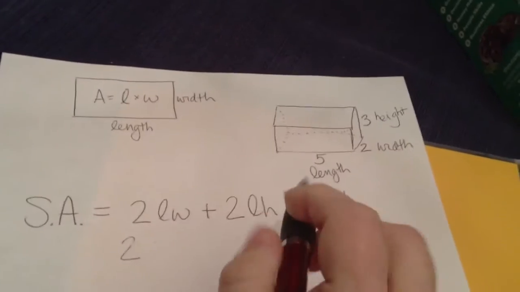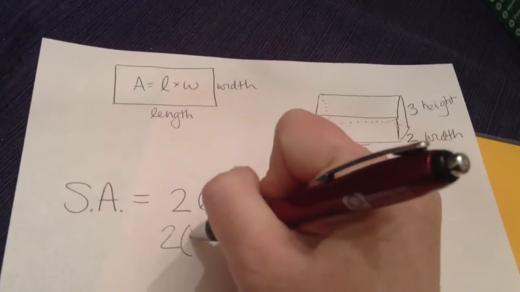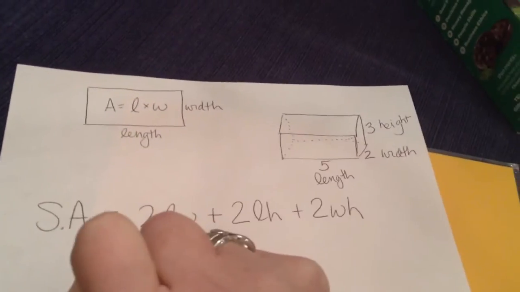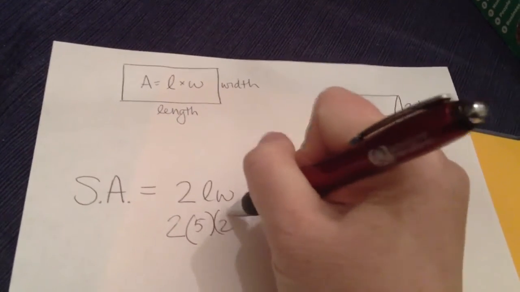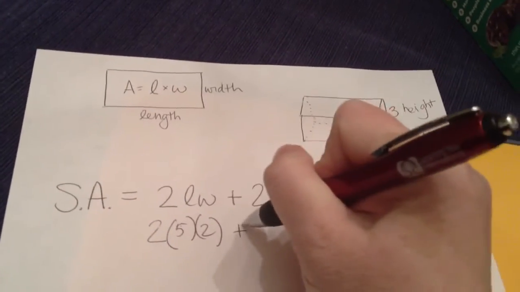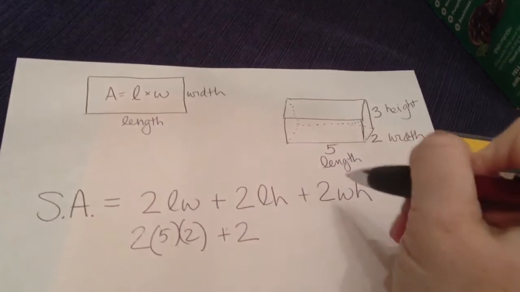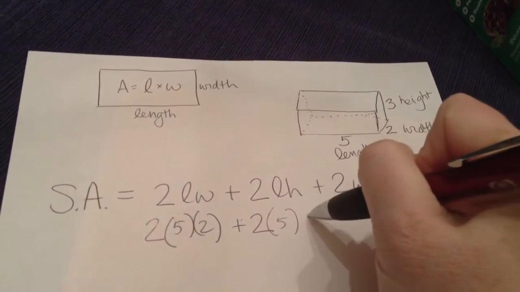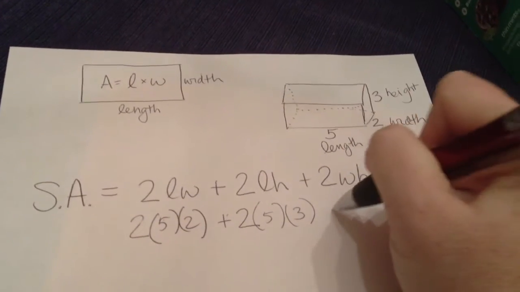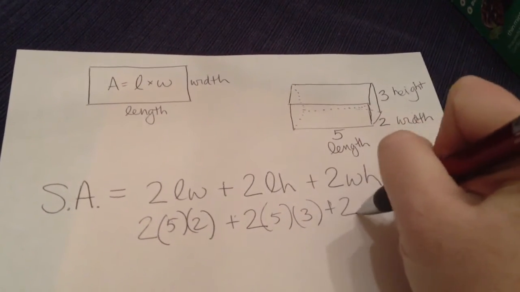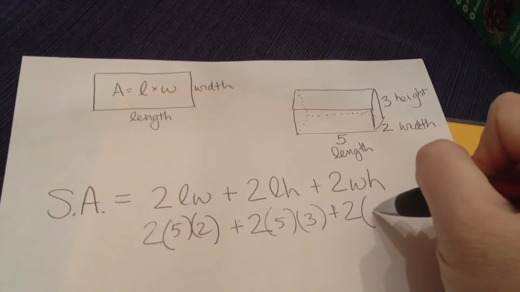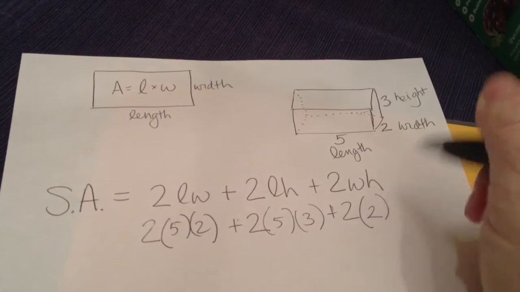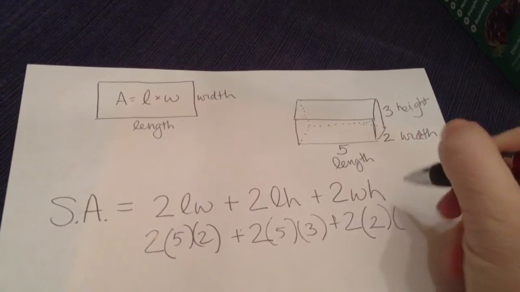Okay, so we're going to keep the 2 in there. 2 times the length, which is 5, times the width, which is 2. Plus 2 times the length, which is 5, and the height, which is 3. Plus 2 times the width, which is 2, times the height, which is 3.